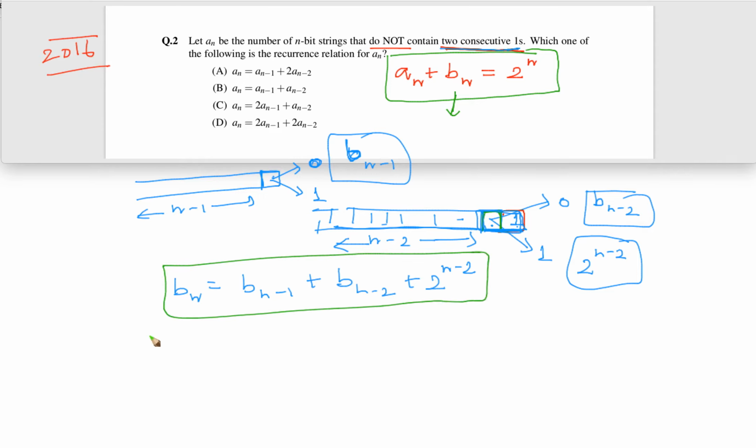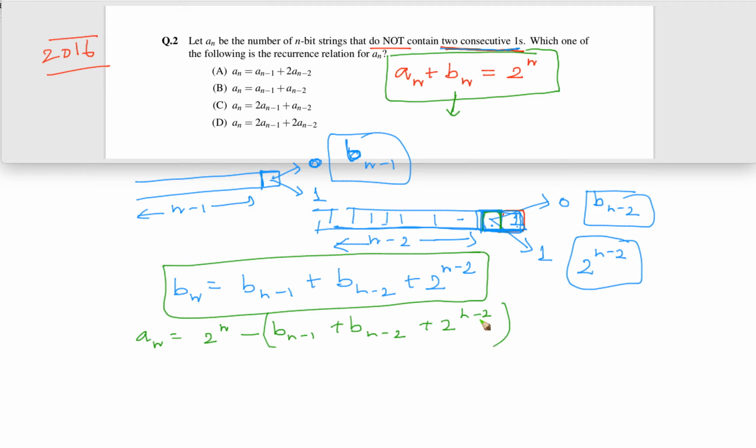Now we have to compute a n. So basically, a n is what? a n is equal to 2 to the n minus b n. And what is b n? We'll write it down. It will not be that simple, because we have to substitute all the values of b n. So firstly let me write it down. It will be 2 raised to the power n minus b n, and b n is basically b n minus 1 plus b n minus 2 plus 2 raised to the power n minus 2.